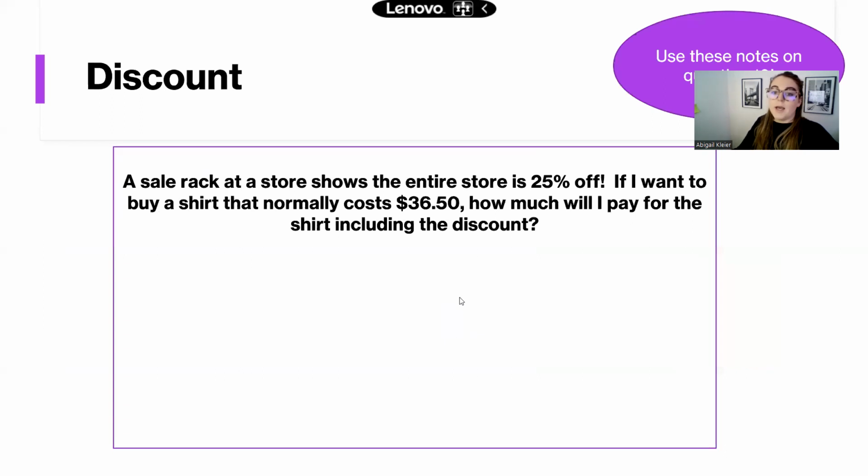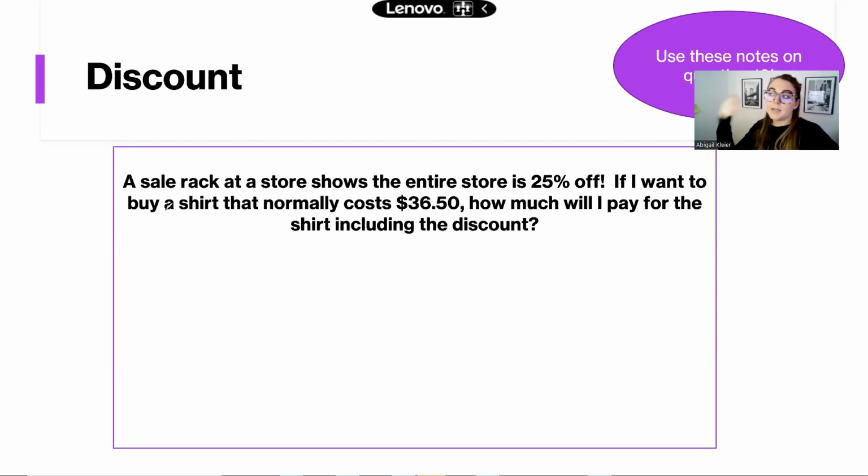And finally, we have discount. This is our last question on our test, except for that extra credit question. So this is for question number 10. These notes will help you. A sale rack at a store shows the entire store is 25% off. If I want to buy a shirt that normally costs $36.50, how much will I pay for the shirt, including the discount? So discount is a little bit different from tax and tip.